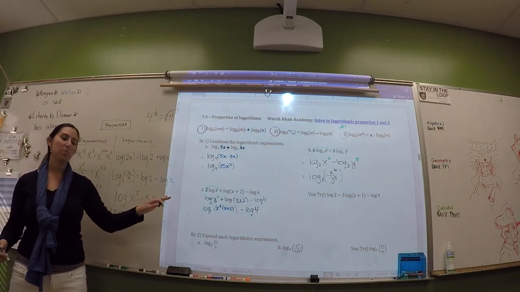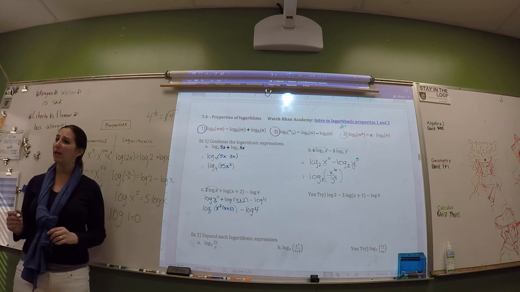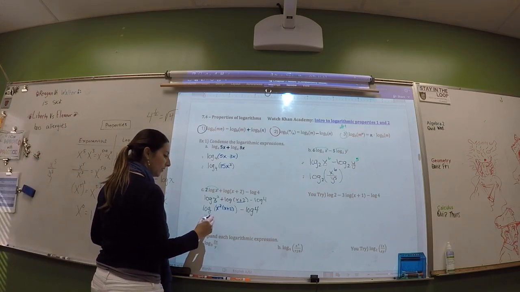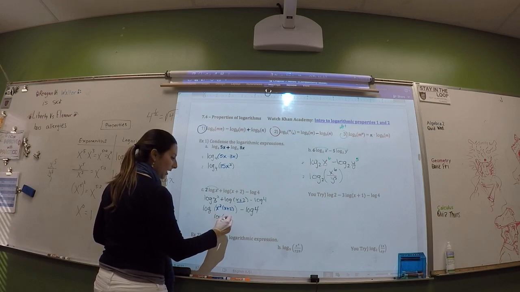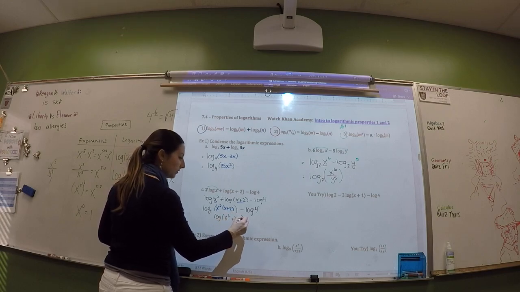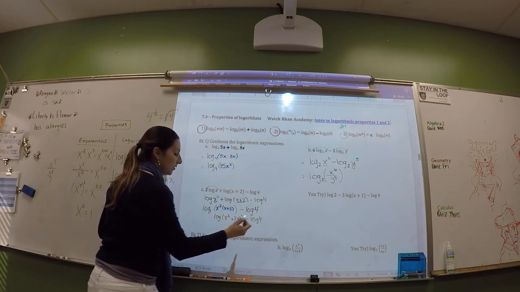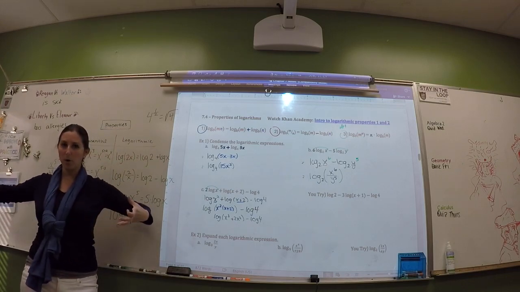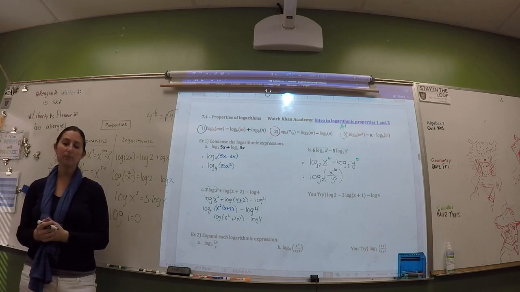Now, we would probably distribute the x squared in that case, so it looks a little cleaner. So that would give us x cubed plus 2x squared. You need the parentheses, don't forget those. Okay, so those are part of one logarithm now.